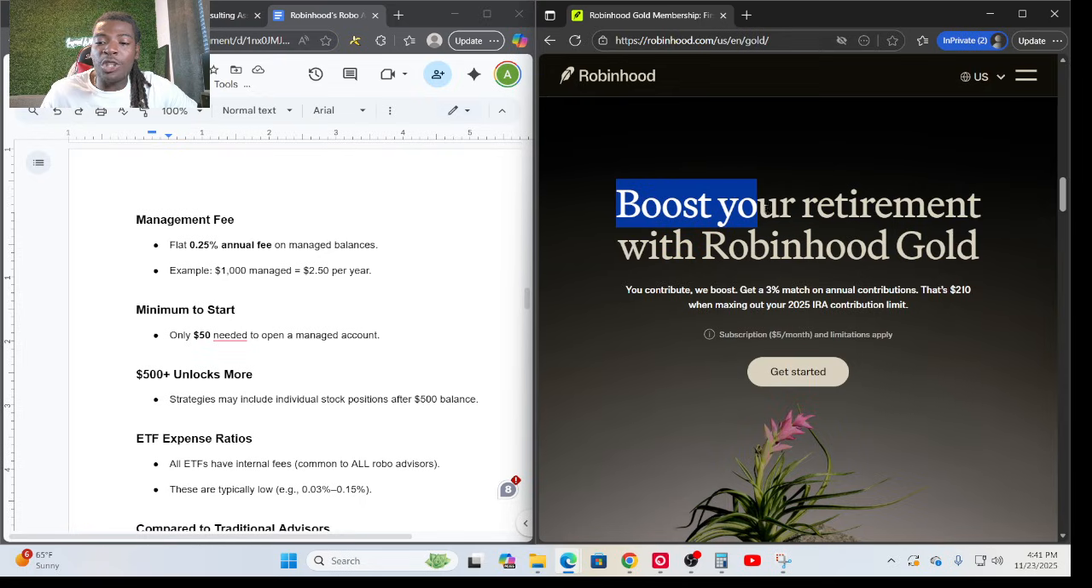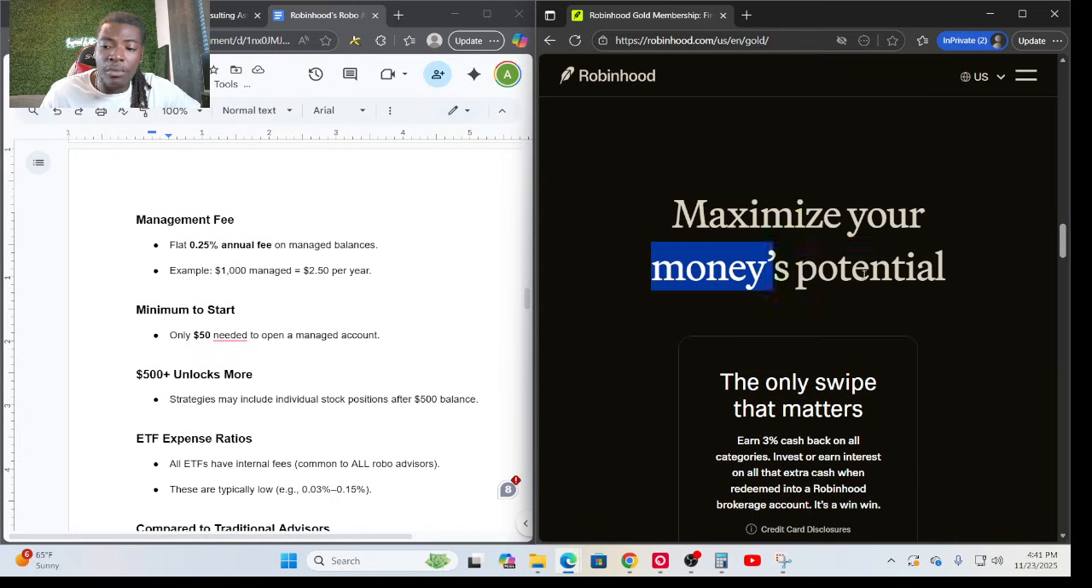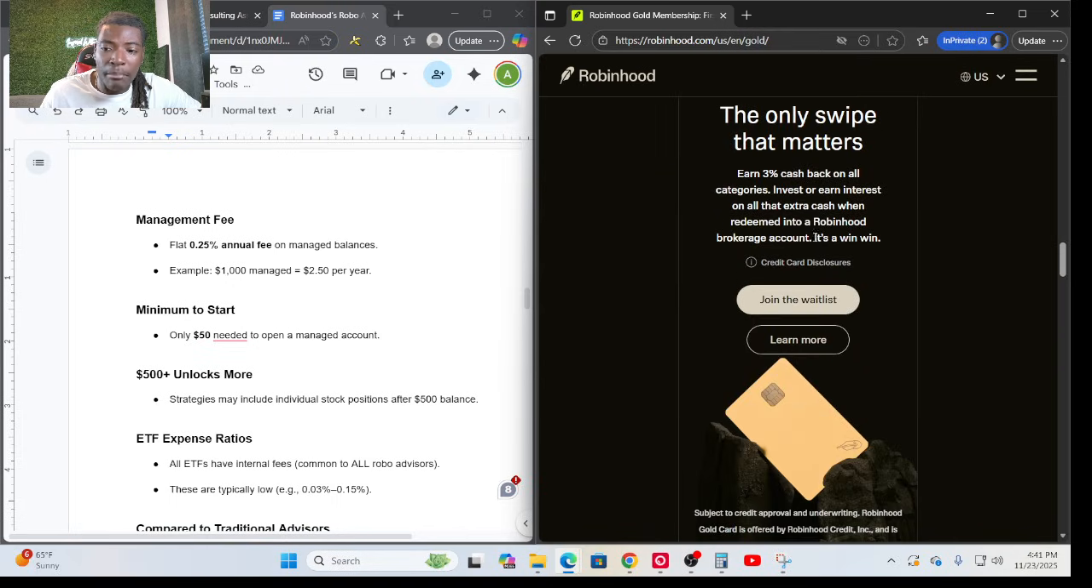Let's see. Boost your retirement with Robinhood Gold. You can contribute and we boost. Get a 3% match on your annual contributions. That's $210 when maxing out your 2025 IRA contribution limit. There's more on here. Maximize your money potential. Only swipe that matters. You can see you also can get that Robinhood Gold card. You got to join a wait list, and I simply haven't even heard back from it.